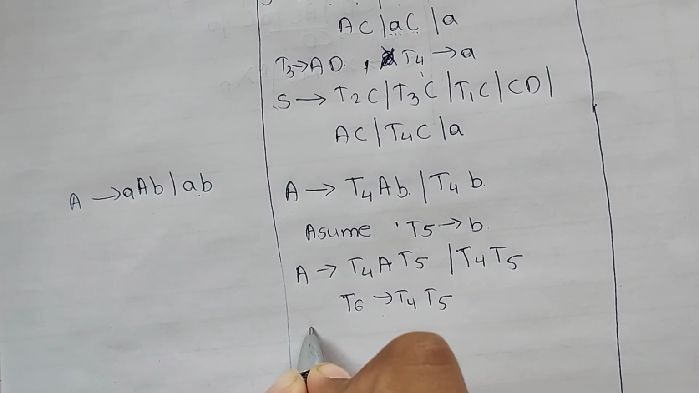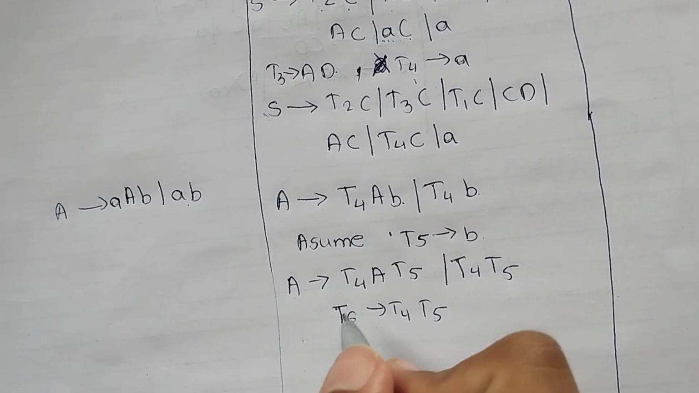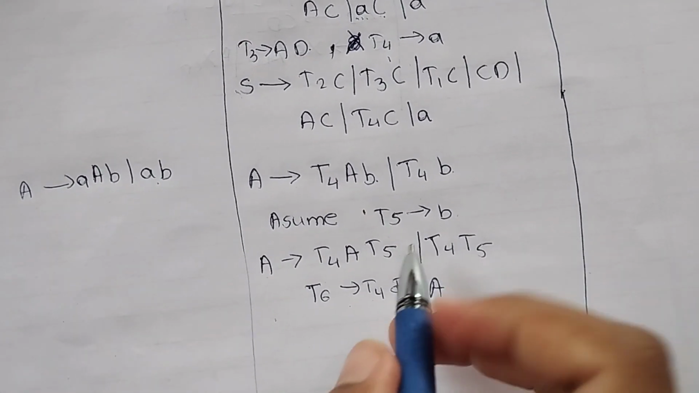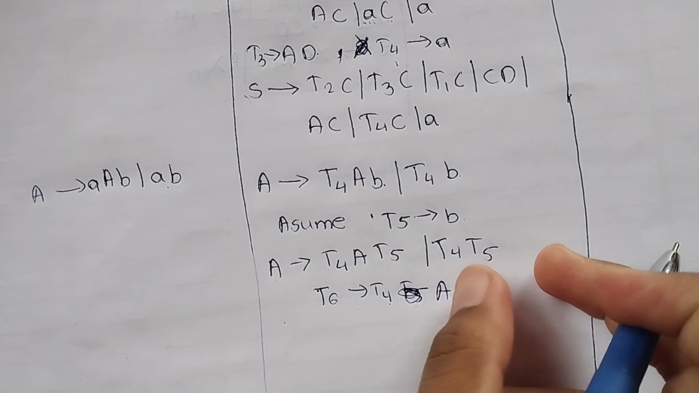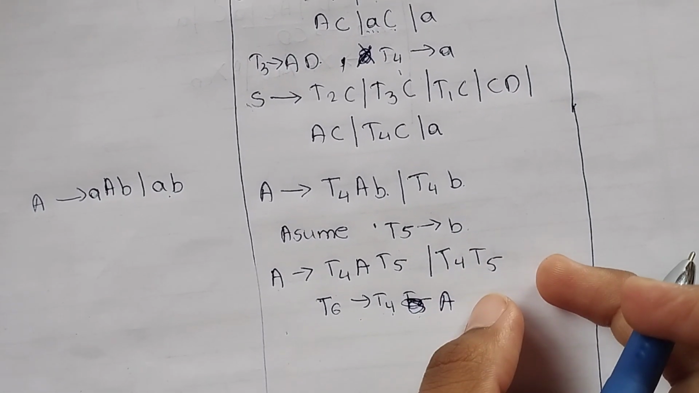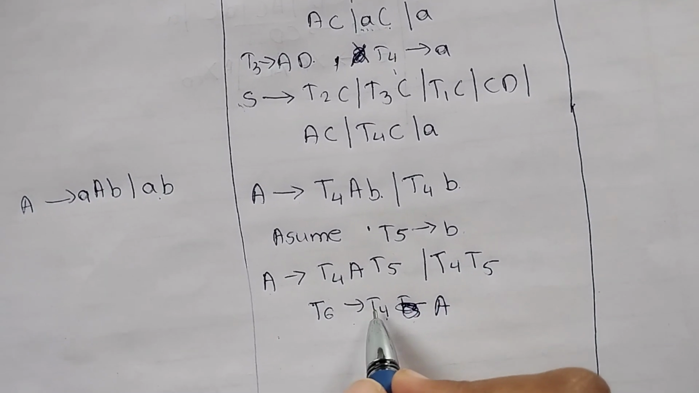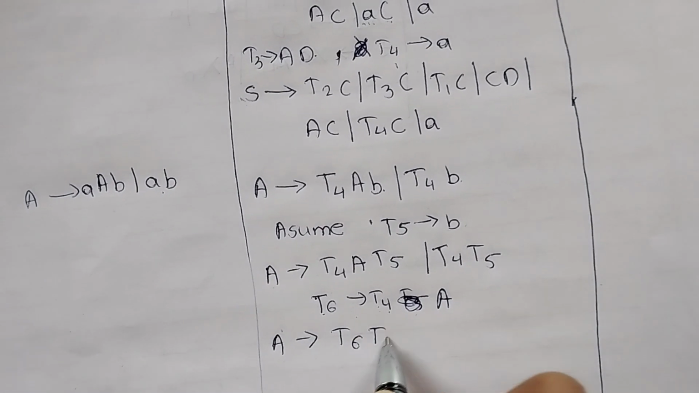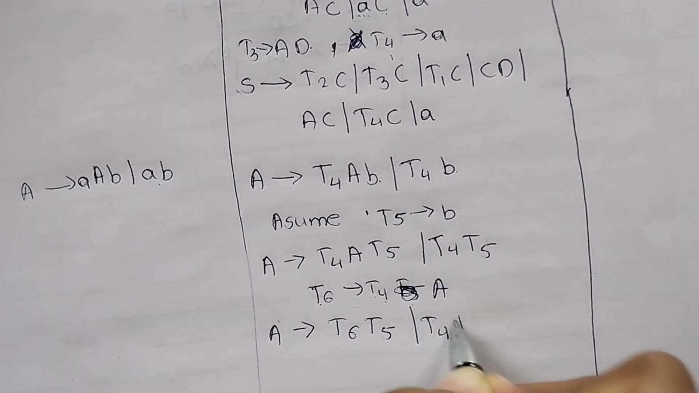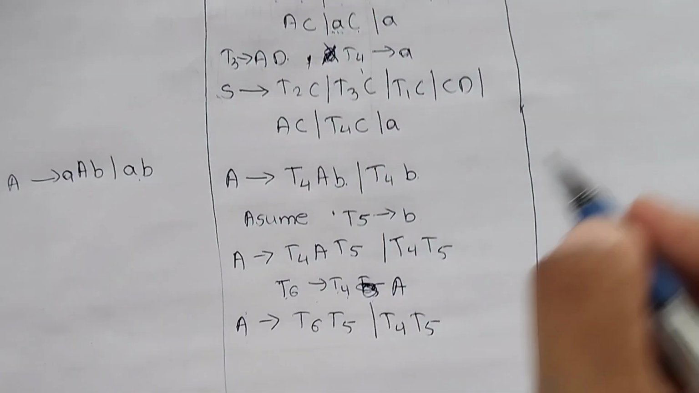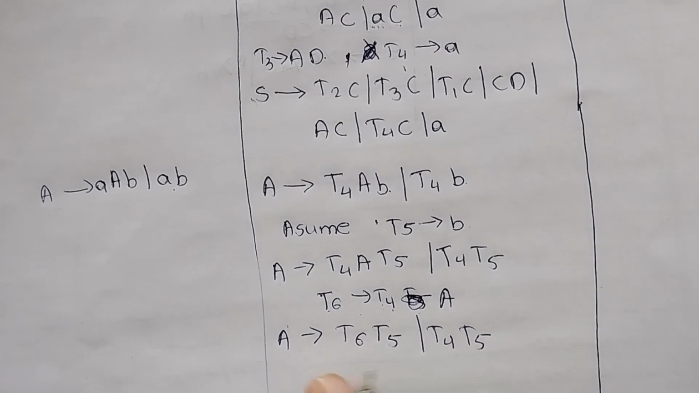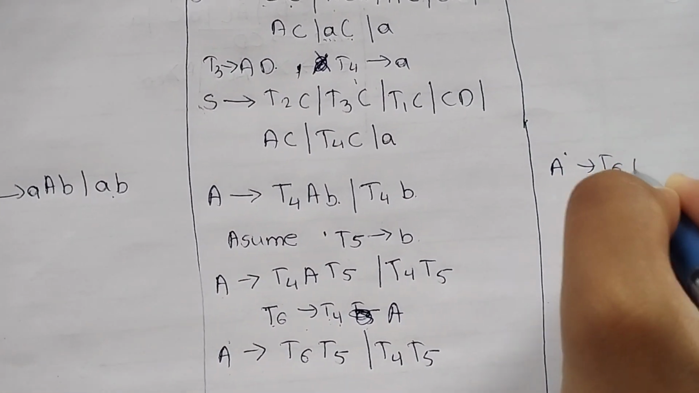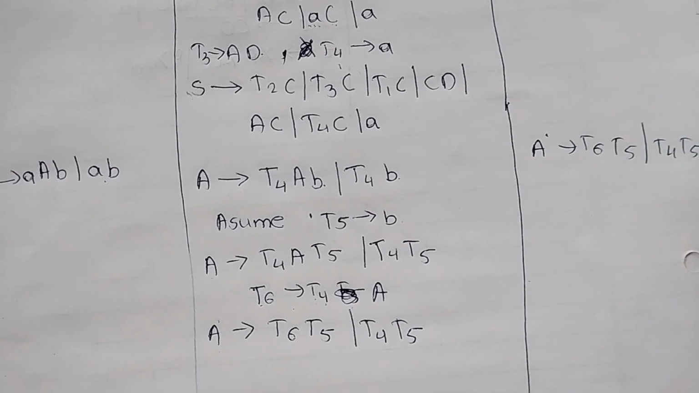So no, we do not assume this. I assume this as T4 and A, because if I assume T4 and T5, then someone may get confused. Here T4 and T5 is also present, so why not change this? Let's suppose we assume T4 and A as T6. So we get T6, T5, T4, T5. This is the final CNF for the A. So we write here A reads T6, T5, T4, T5.